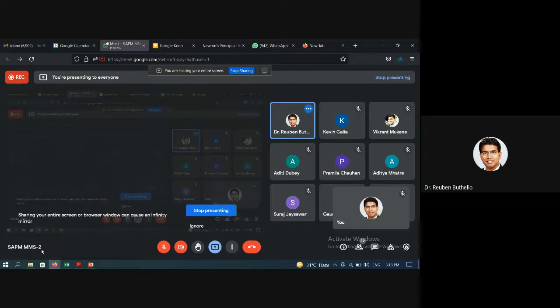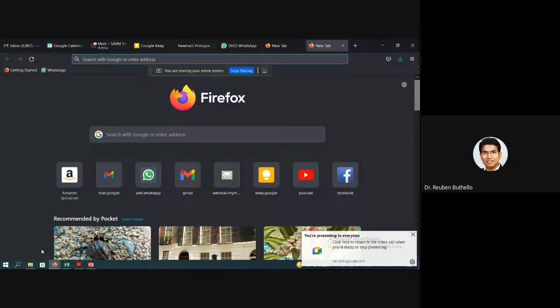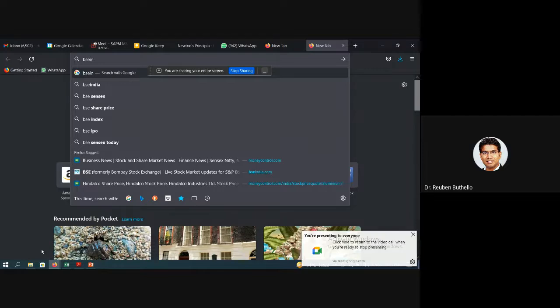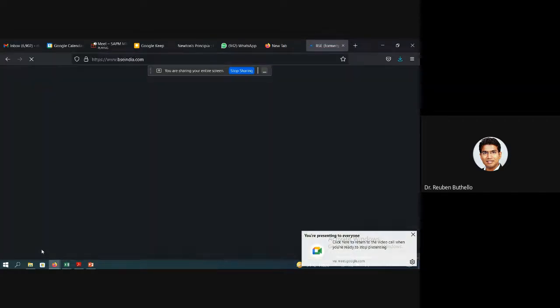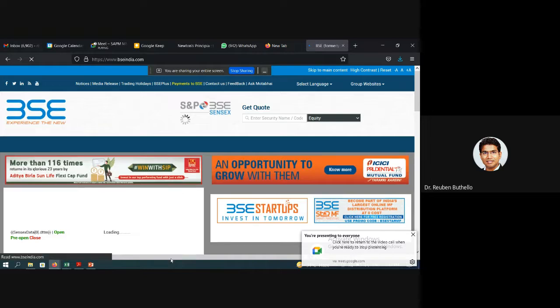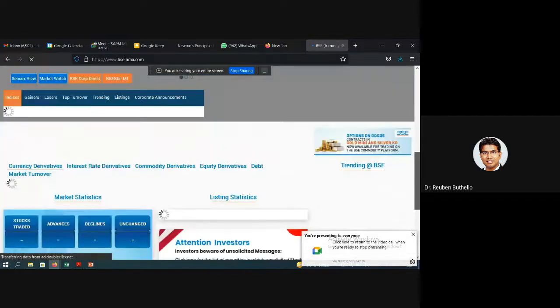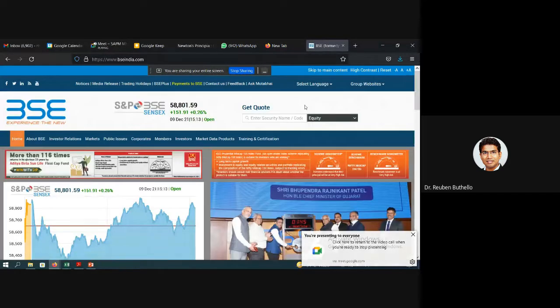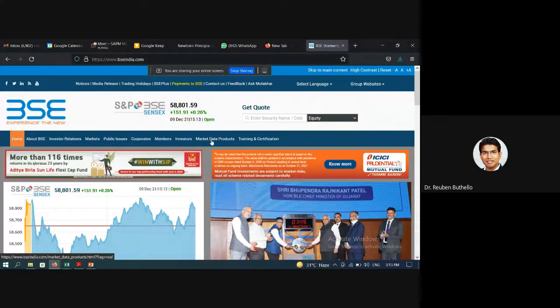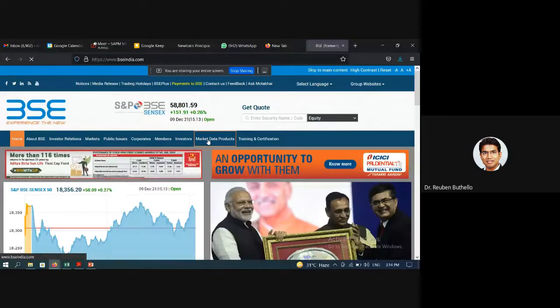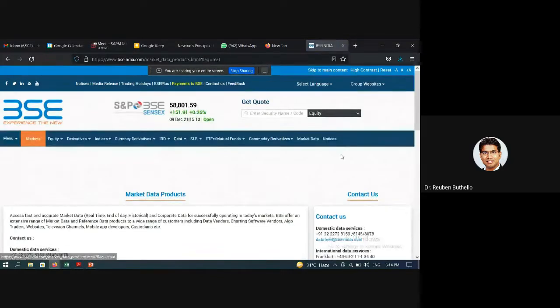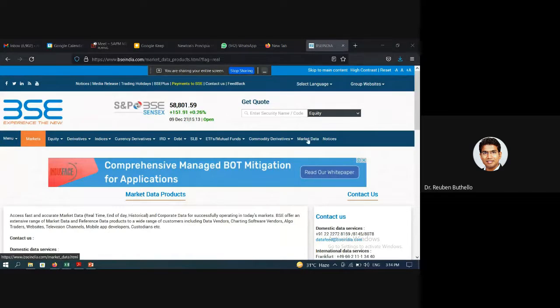So what I'm going to do first is go to BSE India, my favorite stock exchange, bseindia.com. When I go to bseindia.com, I am going to go to the section for market data. So let us find that. Okay, there's market data. There's market data products over there. So I go to market data products. In market data products, you can see on the right hand side there is market data. So I go to market data.